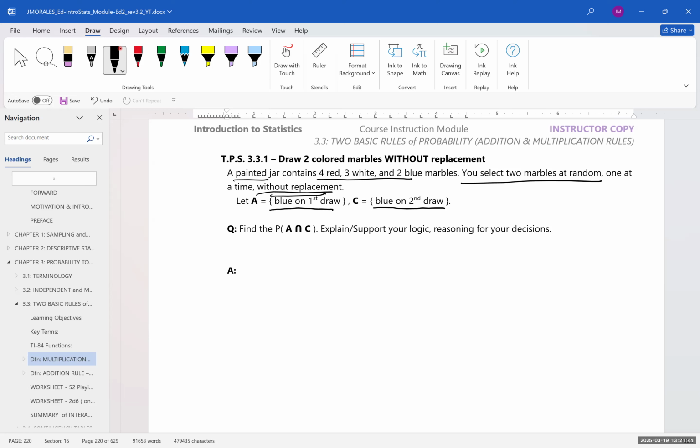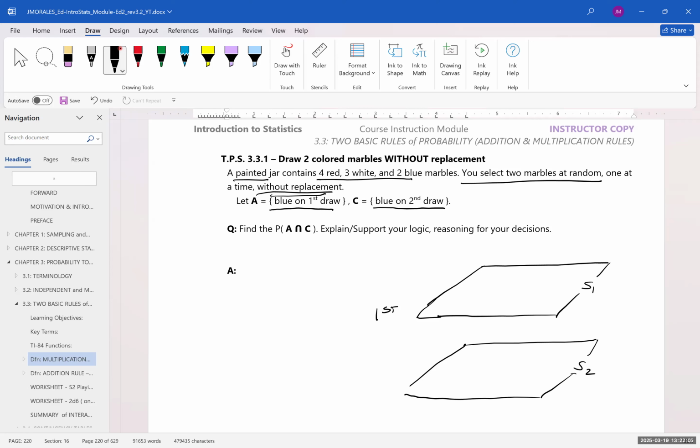So let's maybe take a quick look at what that would look like by drawing two Venn diagrams here. So this is going to be the Venn diagram for our first draw. And here's the Venn diagram for our second. Now in this problem, even though we've got red and white, we're only dealing with blue marbles. So we only need to keep track of blue marbles here.